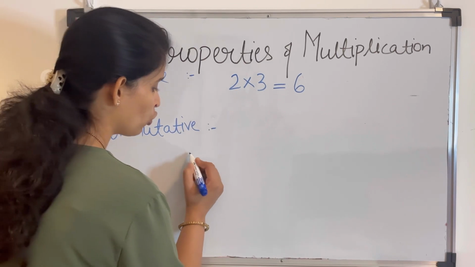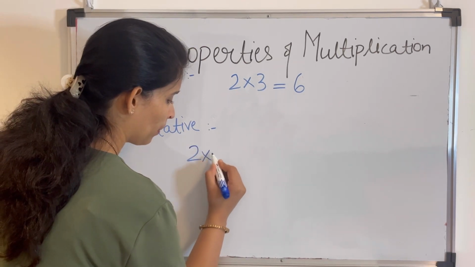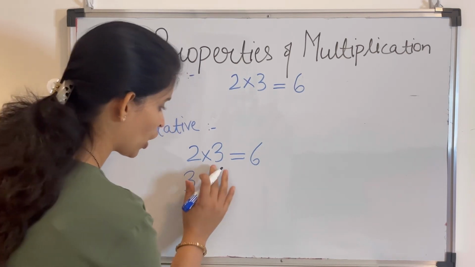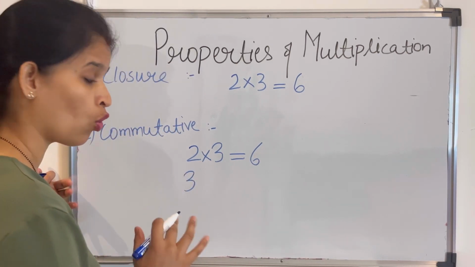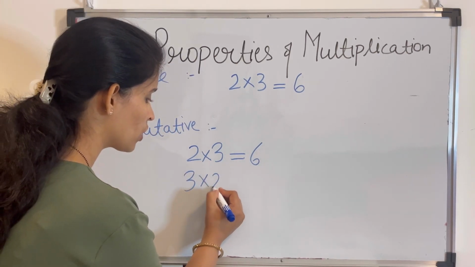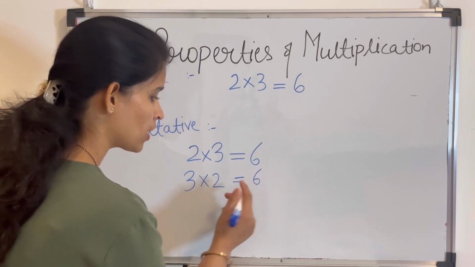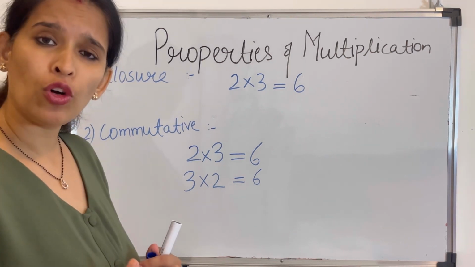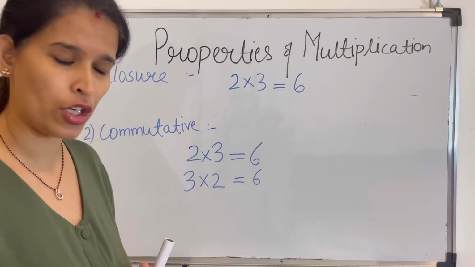So I have two whole numbers, 2 multiplied by 3, which is 6. Now I'll see if I change the order of these two whole numbers. 3 into 2, is it 6? Yes, this is 6. So the commutative property also holds in multiplication.